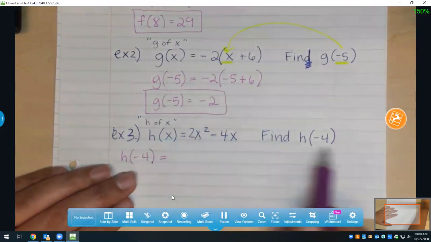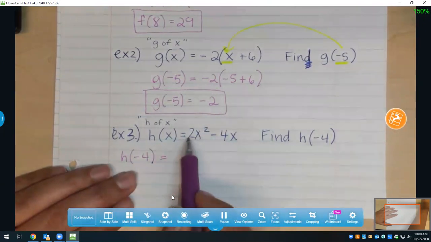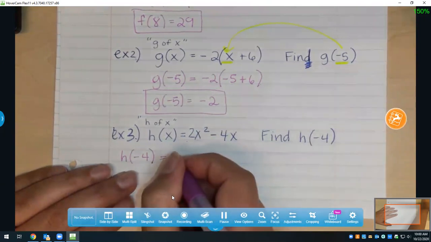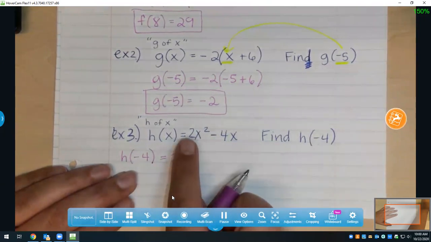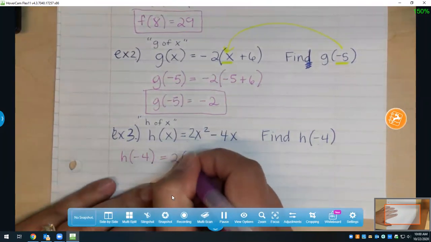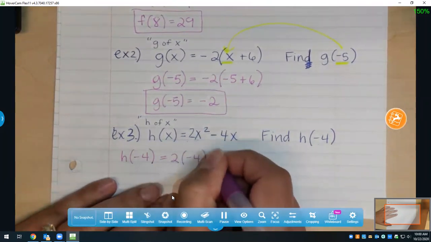So when you substitute in this -4, remember, we're just replacing every value of x with a -4. So the 2 is still going to be there. We had 2 times. Now, x squared, I would just use parentheses here.